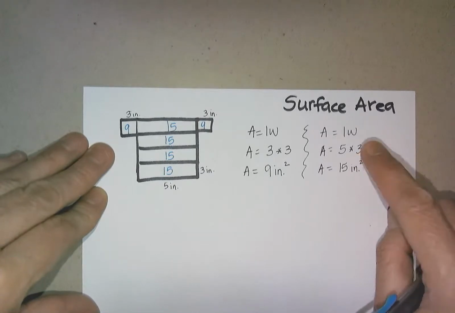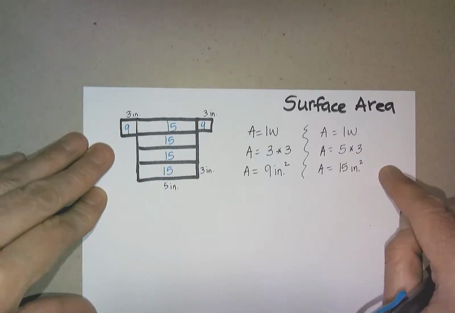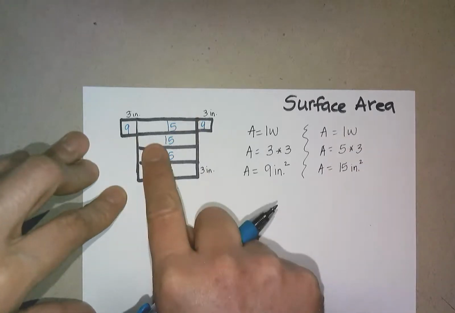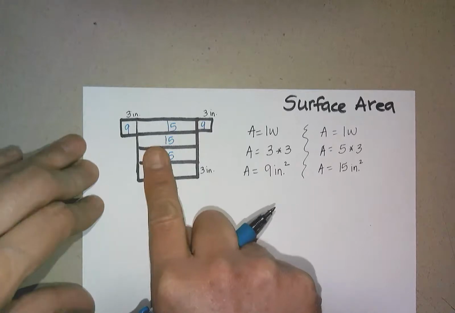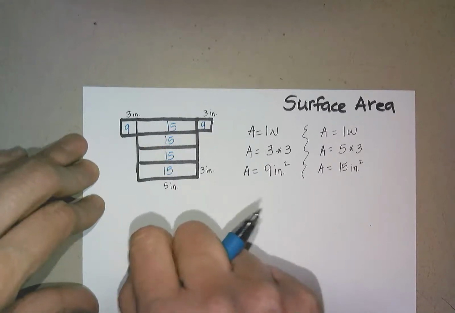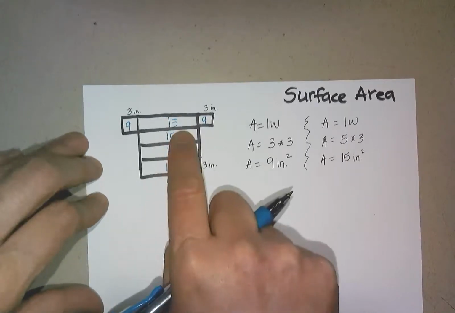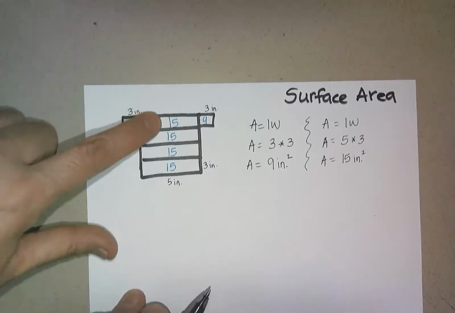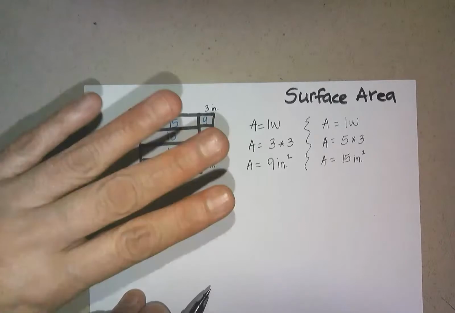Remember that saying I was saying, work smarter, not harder? So now the last part is just to add up all these numbers. Okay? So if you look at this, 15, 15, 15, and 15. I see the number 15 4 times.